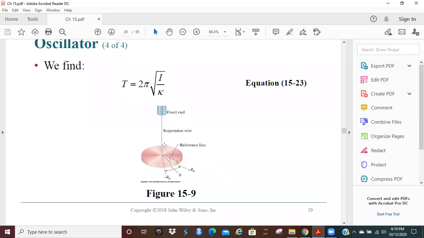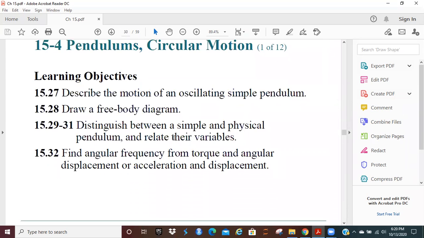So we've got our fixed support in here, we've got our suspension wire, we've got our reference line, and this is turning this way and that. It turns from minus theta sub m to 0 to theta sub m. And so that's how the wire is rotating in a pendulous fashion.